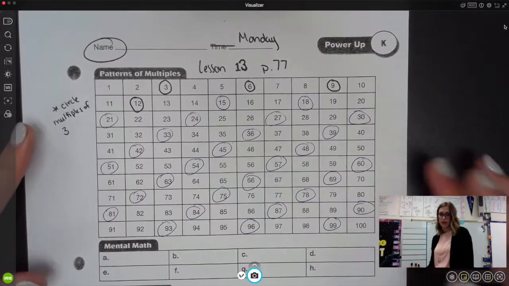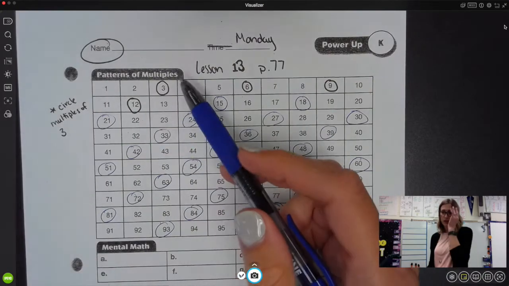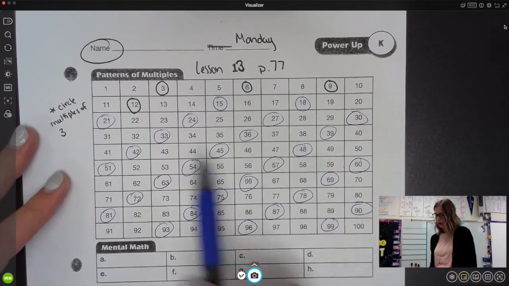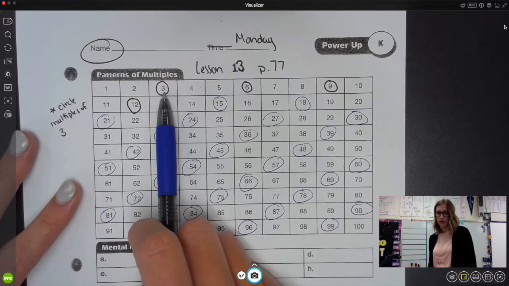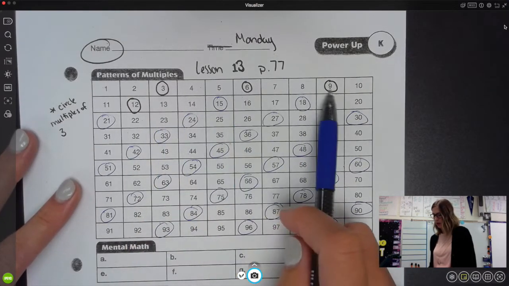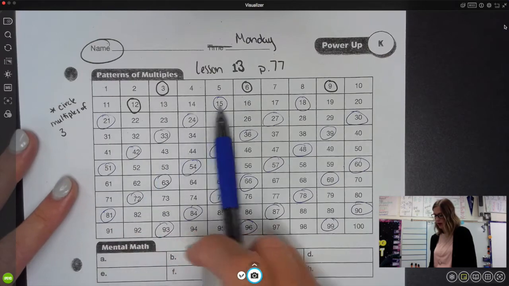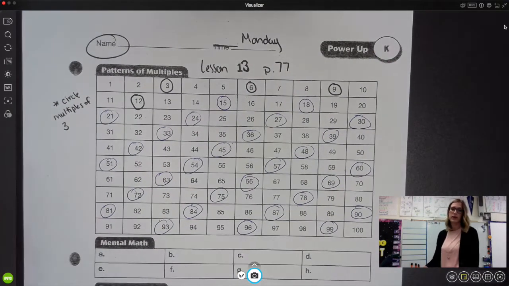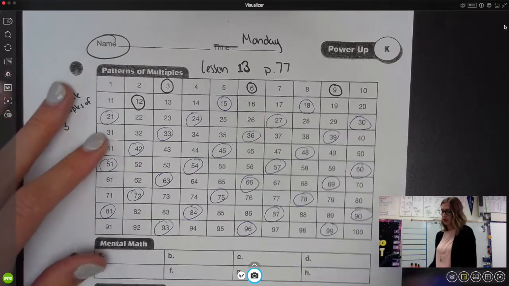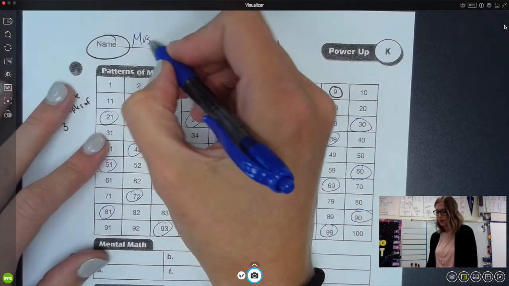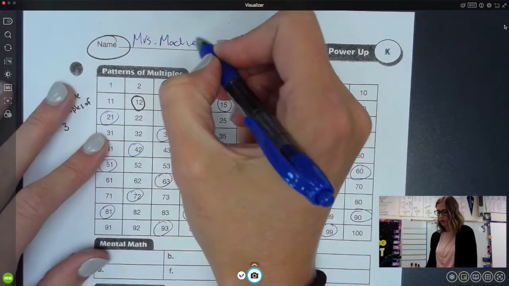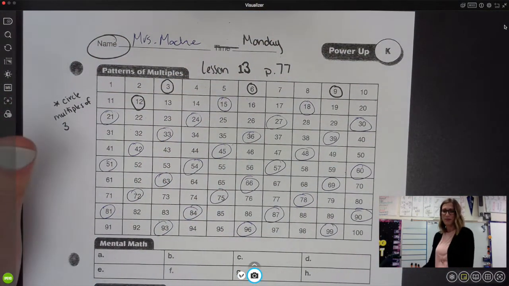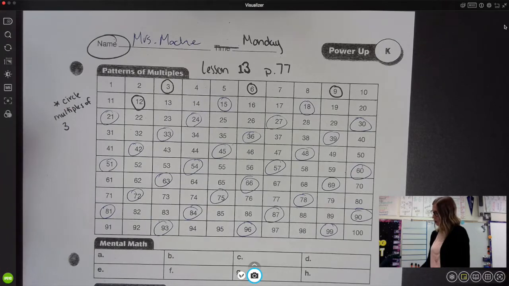Notice this pattern here. We kind of have this diagonal line going through our chart, and then let's look at evens and odds. 3 is odd, even, odd, even, odd, even, odd, even, odd, even. So we're switching back and forth between odds and evens. Double check quick that you got your name on your paper. Makes Miss Bryant and I's job a lot easier when you have those names on your paper when they come back to us. Let's get going on our mental math.